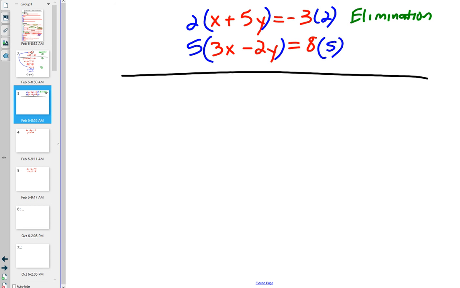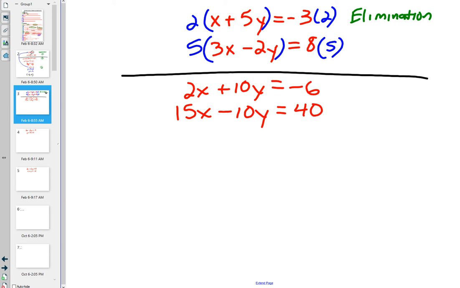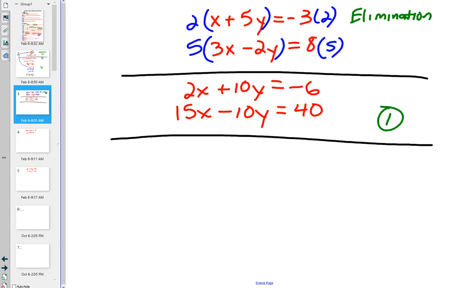So now I can rewrite my system and say 2x plus 10y is equal to -6. I can then say 15x minus 10y is equal to 40. And if I was labeling my steps like I did with the substitution, now is when step 1 would finally be done, because I have matching coefficients with different signs. Both of the y's have 10s in front. One is positive and one is negative.